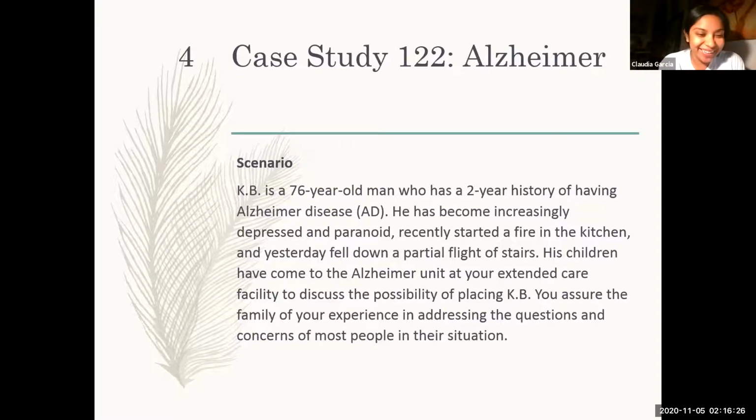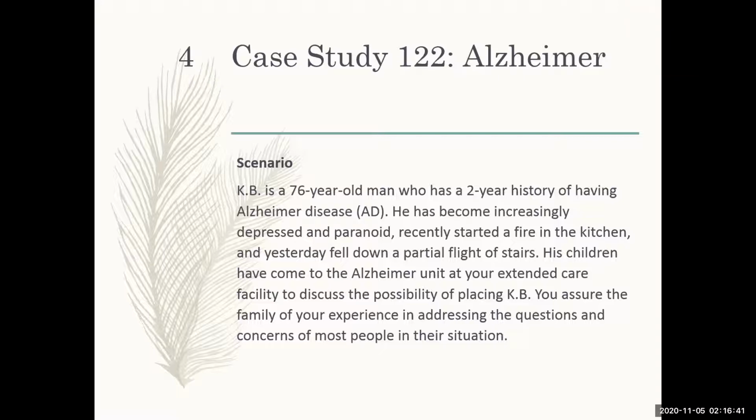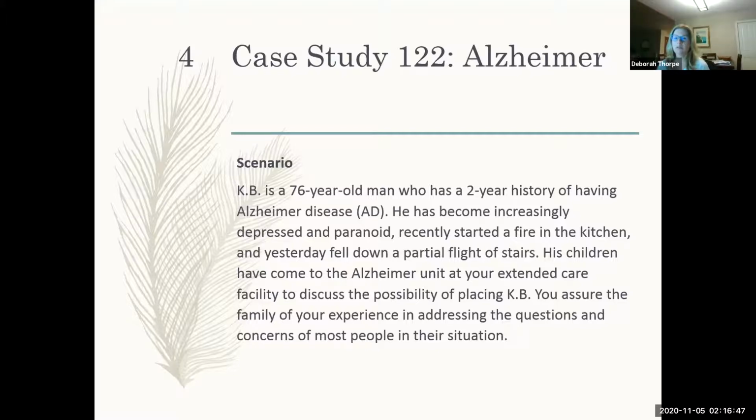KB's family decided to place him in the Alzheimer unit. During the first few days at the facility, he is very restless and agitated, constantly wandering around the unit. He has slept only 2 to 3 hours per night. The UAP reports to you that she just found him sitting on the bathroom floor, incontinent of urine. What factors are likely contributing to KB's wandering and restlessness?